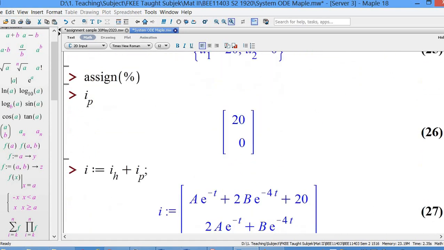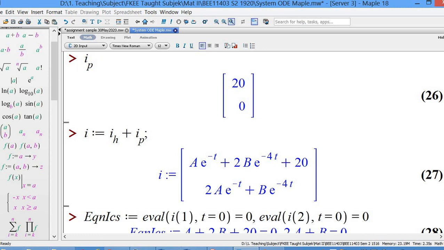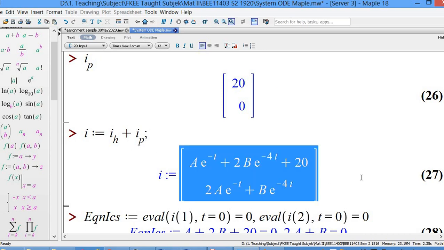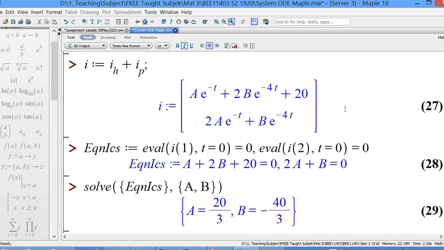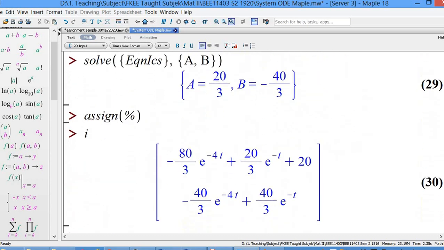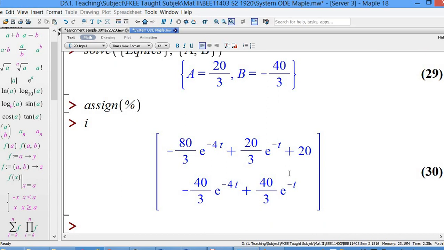We get the IP. So to get the general solution of the system, we take the solution of the homogeneous part and add it up with the particular integral. So you get the general solution. To get the particular solution, we need to plug in the initial conditions I1(0) equal to 0, I2(0) equal to 0. Then we solve for A and B. Then we get the particular solution for the system of ODE. With this, thank you for your attention.